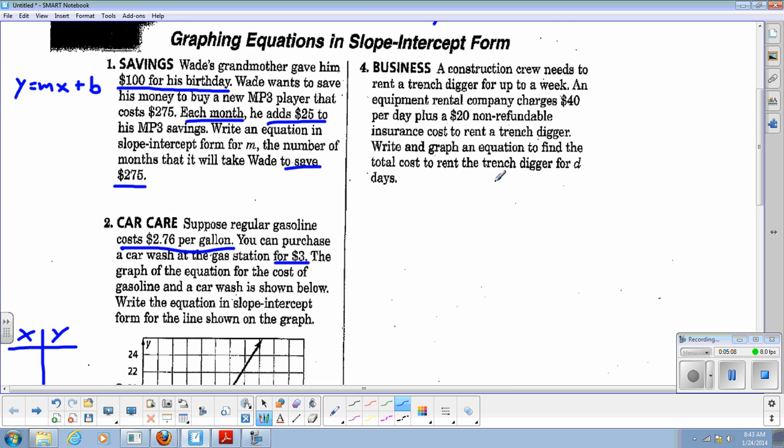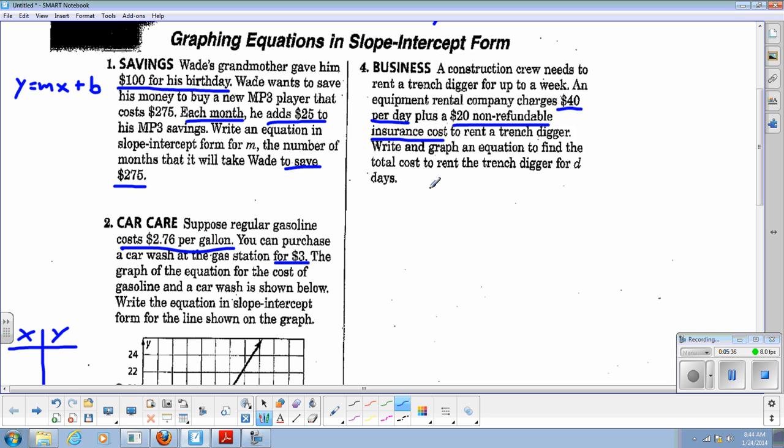Question 4. A construction crew needs to rent a trench digger for up to a week. An equipment rental company charges $40 per day plus, keyword there, a $20 non-refundable insurance cost to rent a trench digger. Write and graph an equation to find the total cost to rent the trench digger for D days.